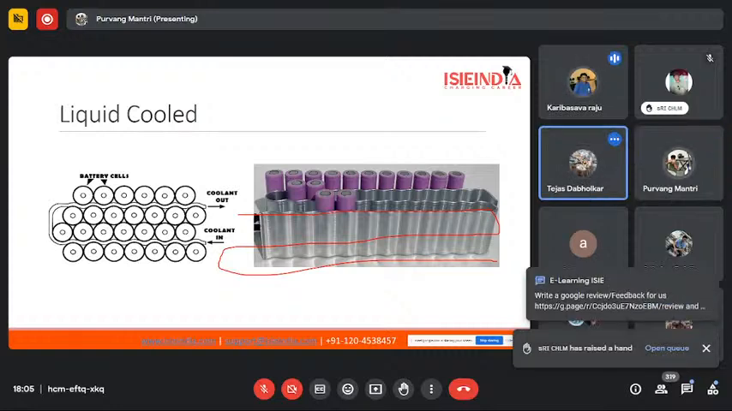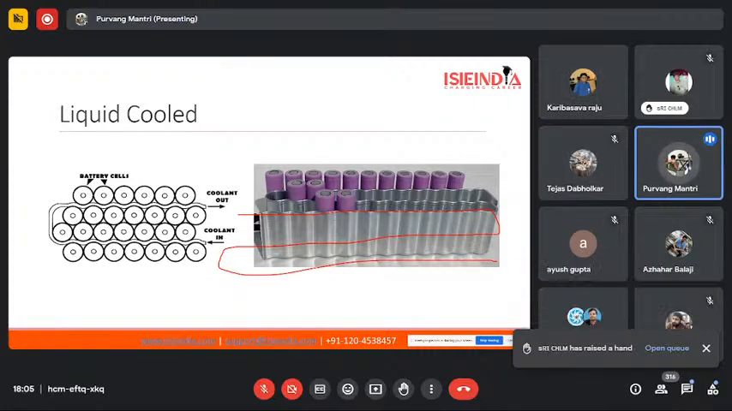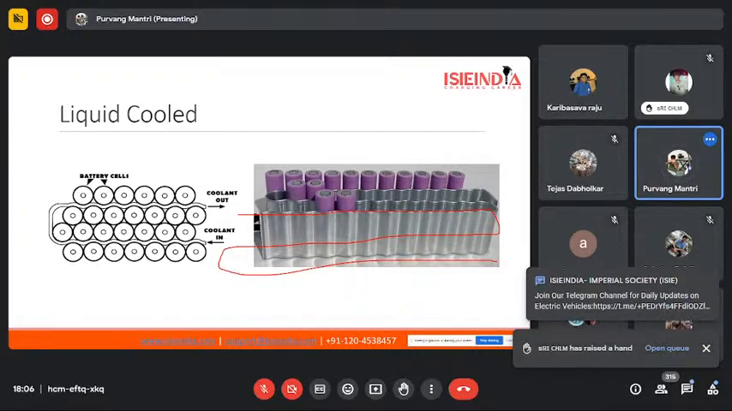Hello. Yeah. So what is the lifespan of a single cell in it? So one lithium-ion cell can last for 500 cycles. Cycles as in 500 times it can be charged and discharged. This is an average value. Some cells can last slightly more than that. Some cells can last slightly less than that.